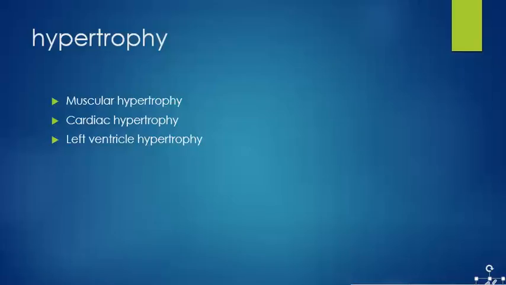Now moving on to the topic of hypertrophy. Hypertrophy is defined as the enlargement of an organ or tissue from the increase in size of its cells. There are different types of hypertrophy, which include muscular hypertrophy, cardiac hypertrophy, and more specifically, left ventricular hypertrophy, which I'm going to explain in more detail and cover in the rest of this PowerPoint.